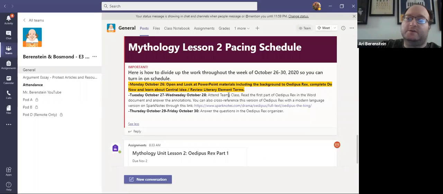Today would be the day we open up and look at the materials and do some of the background learning, the information that you'll need to know before you start reading Oedipus Rex. This week we'll be looking at 5 different literary elements, which are the tools we use to talk about, to analyze what is going on in a story, a poem, a play, anything that has to do with literature.